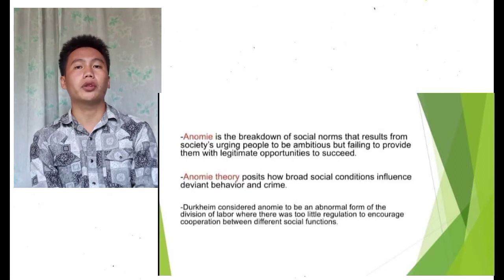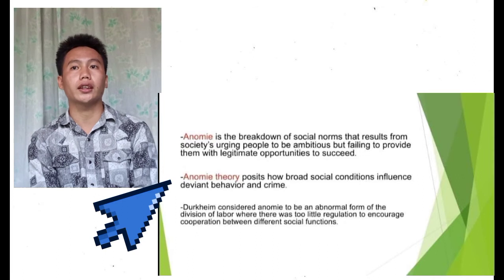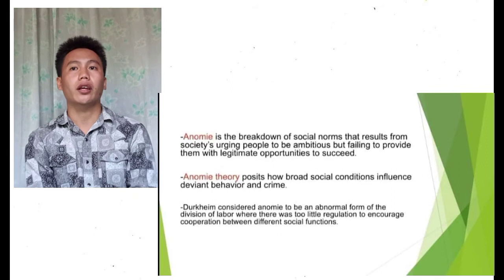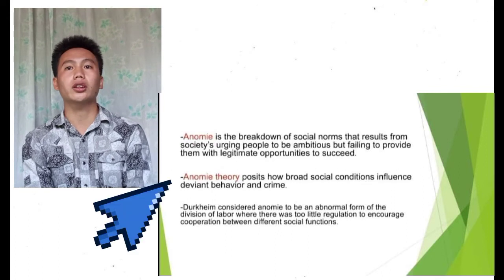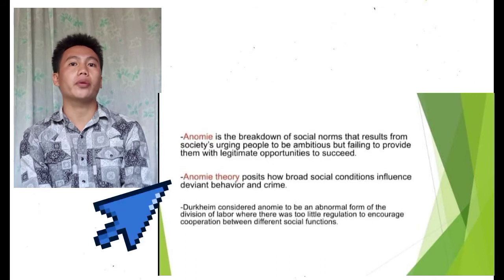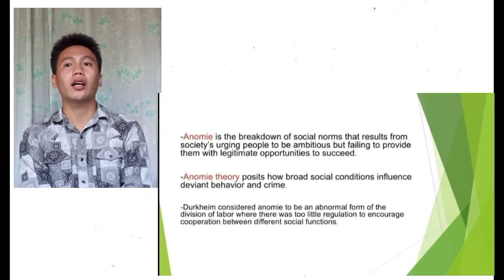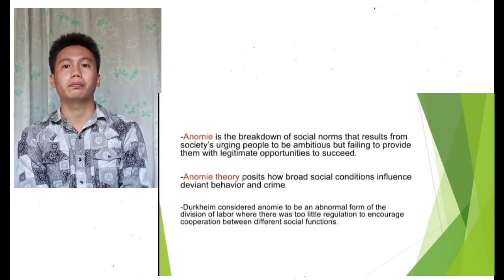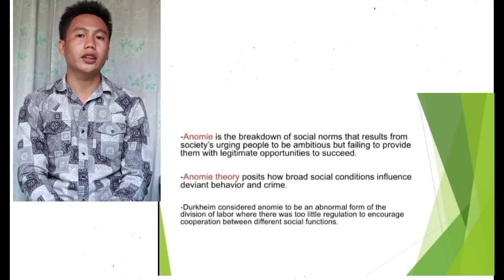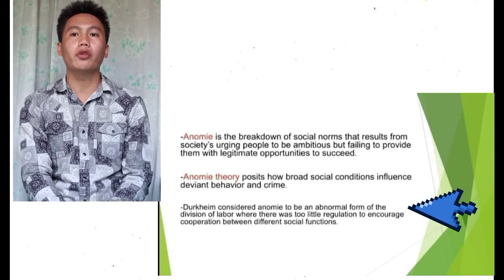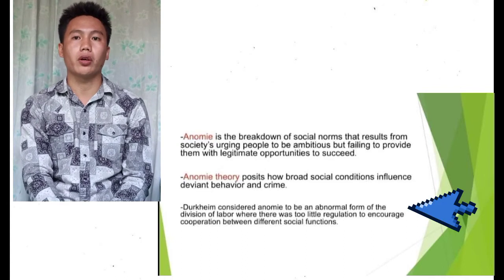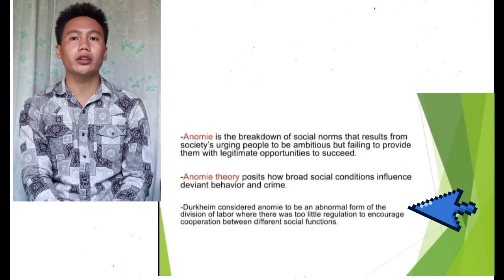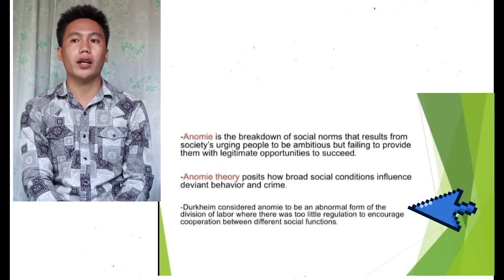Social conditions refer to your conditions in your society in terms of your income, your occupation, and your level of education. Social condition is a prohibited ground of discrimination and harassment under the Charter of Human Rights and Freedoms. Durkheim considered anomie theory to be an abnormal form of the division of labor, where there were too few regulations to encourage cooperation between different social functions.